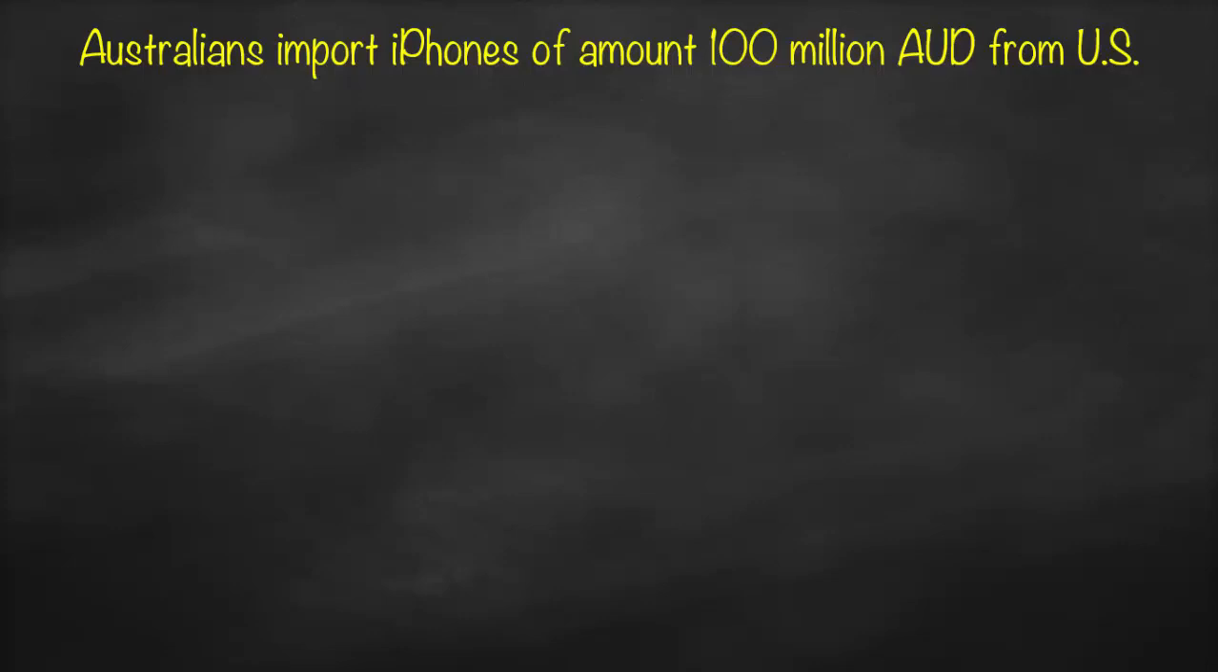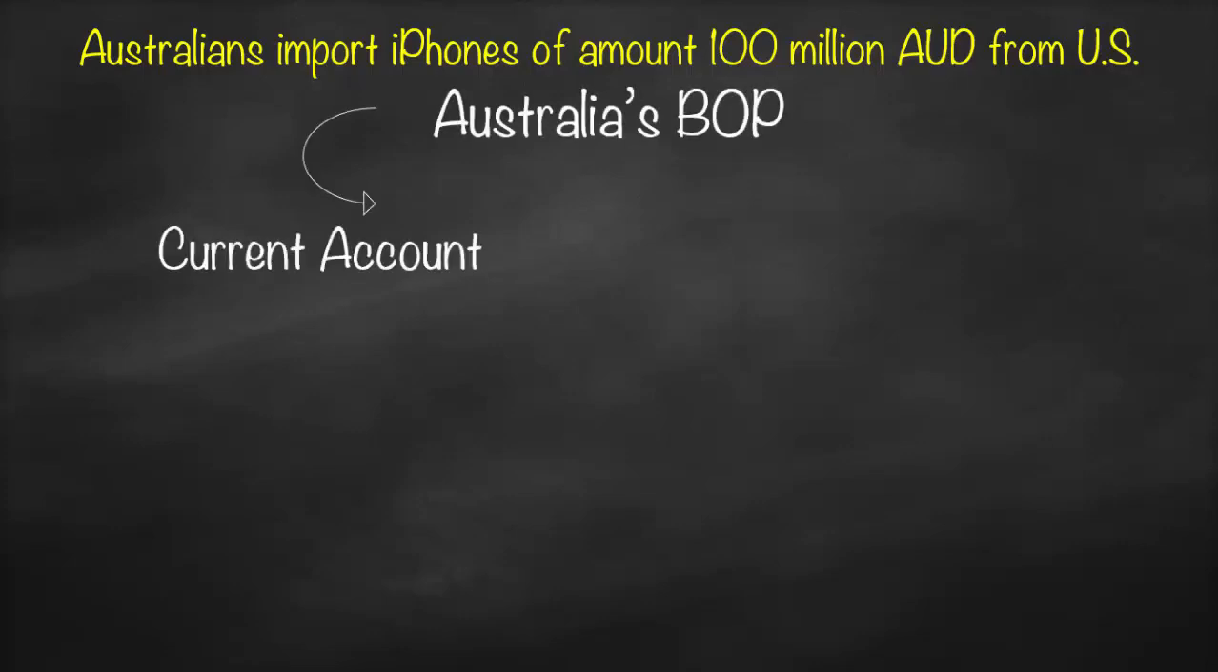Here we have two countries, Australia and United States. Therefore, I can show you what will happen to the Australian balance of payment and what will happen to the United States balance of payment. Let's start with the Australian balance of payment. We know that we have two accounts, current account and capital account.